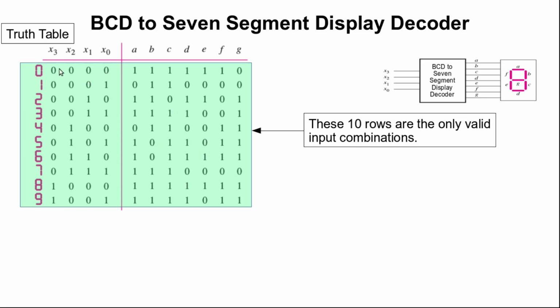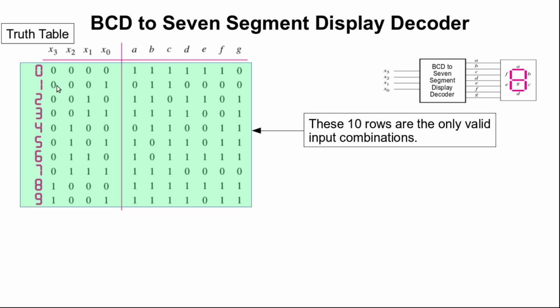For example, when the input is 0 0 0 0, we want to display 0. And how did we display 0? We have to make Z off and all other LEDs on. So that's why A, for this row, has to be 1, because we want LED A to be on, because we are displaying 0. So LED A should be on, B should be on, C should be on. All the LEDs should be on except Z, which should be 0. So when the input combination is 0 0 0 0, this should be the output.